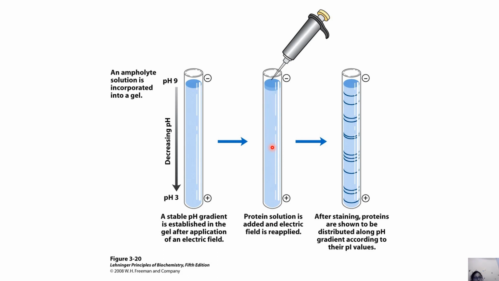This is another way, and this is also from the Lehninger book. So in this case what happens is an ampholyte solution is incorporated into the gel. Now what is an ampholyte? Ampholytes are basically amphoteric compounds, molecular ions that can react both as an acid and a base. What exactly this means depends on which definitions of acids and bases are being used. One type of amphoteric species are amphiprotic molecules, which can either donate or accept a proton.